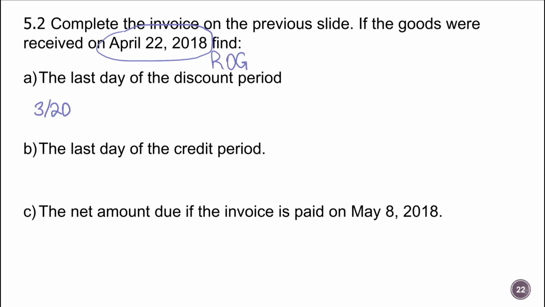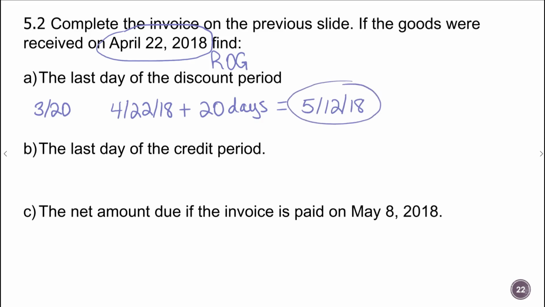So the last day of the discount period is going to be April 22nd, 2018, plus 20 days. You can use your date function on your calculator again, and you remember you're computing DT2, the ending date. So if we add 20 days to April 22nd, we are at 5/12/18, right? That is the end of discount period, our 20 days.